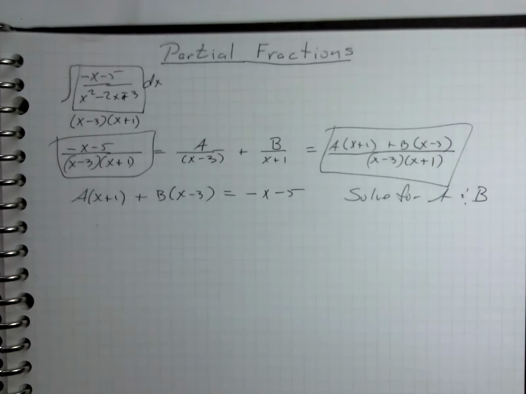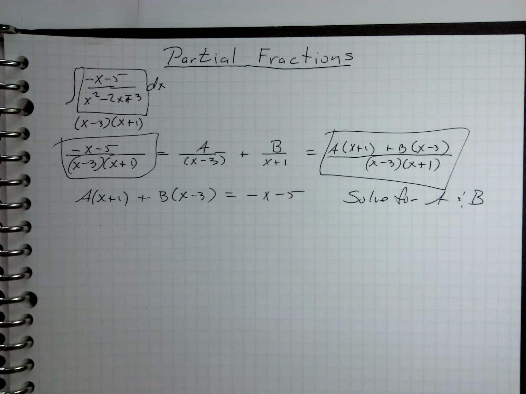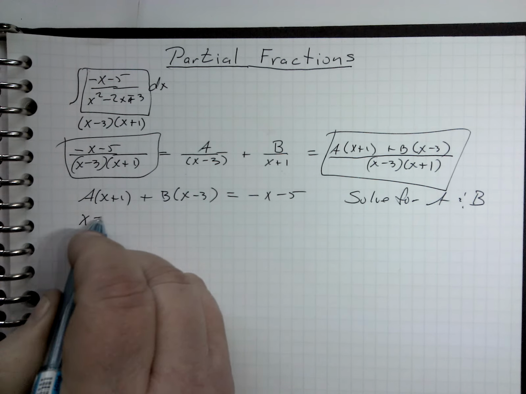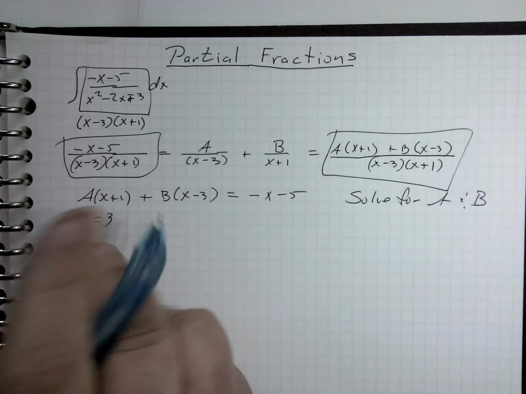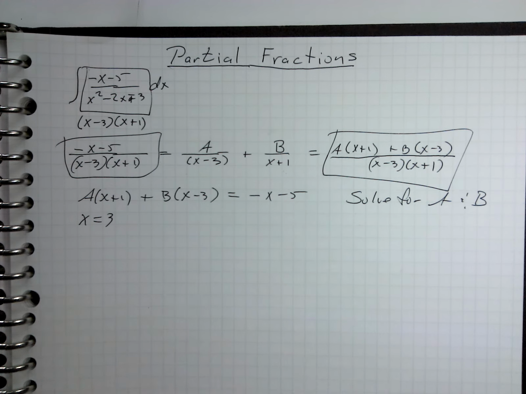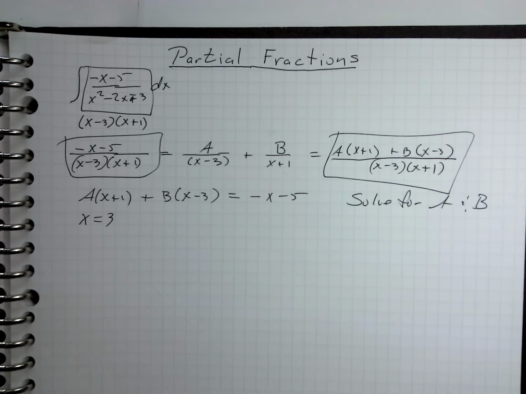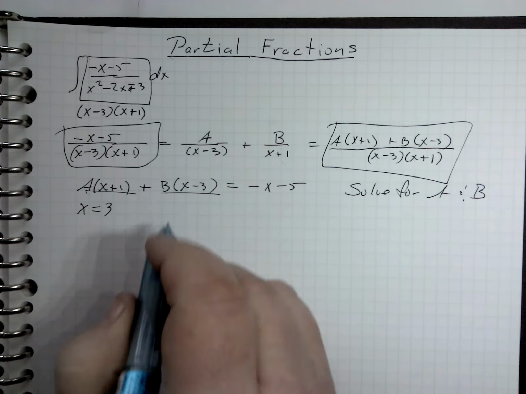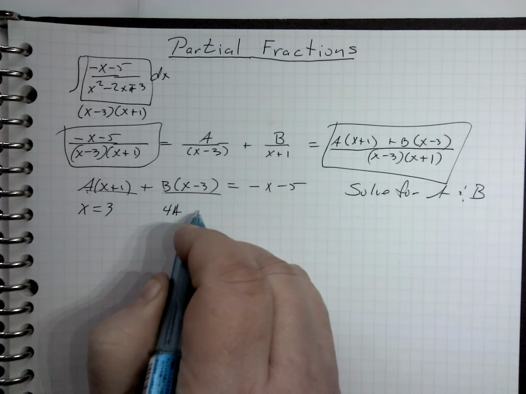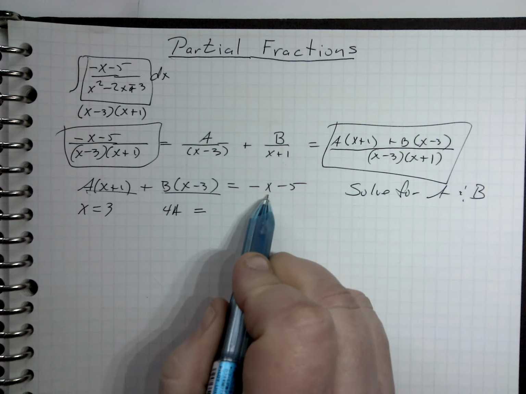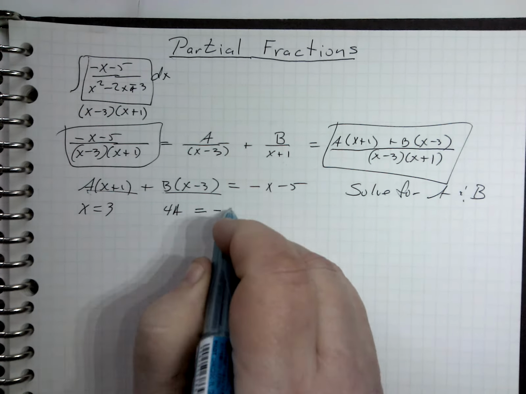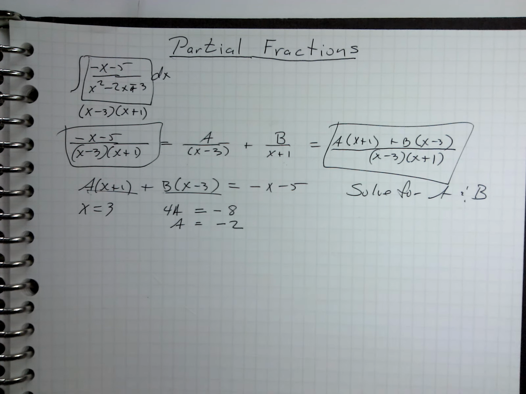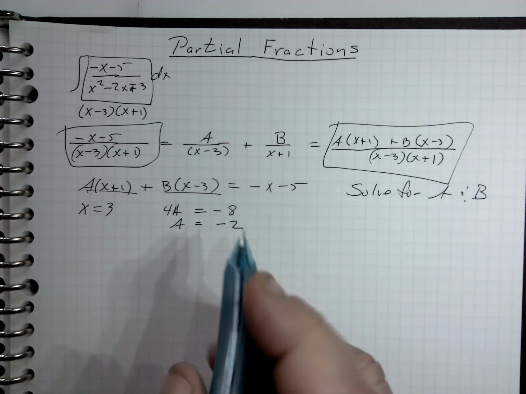The easiest way of doing this, I think, is to plug in particular numbers. So if I let x equal 3, now this expression has to be true for all x, so I'm going to pick some convenient x's. If x equals 3, then this expression is 0, and this is 4. So I have 4A is equal to, if x equals 3, negative 3 minus 5, which is negative 8, which means my A is equal to negative 2. So now I know what A is.